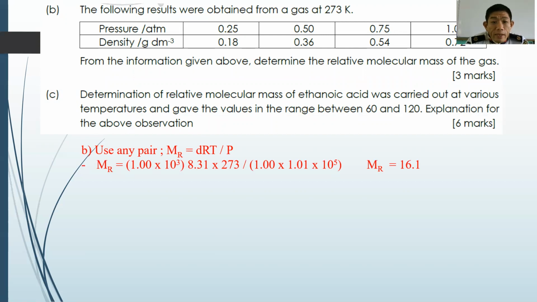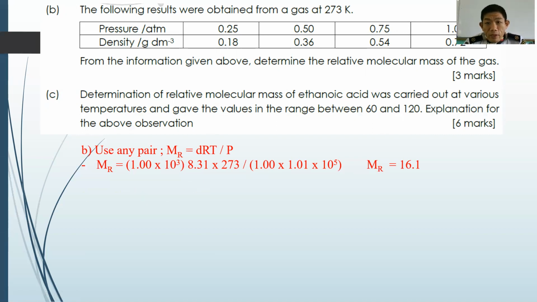1 atmosphere. So 1.00 times 10 power negative 3, which is the density of the gas, times 8.31 times 273, divided by 1.01 times 10 power 5. Because this one is in atmosphere, you have to convert atmosphere to Pascal. So that is why you have this. And the molecular mass is 16.1.